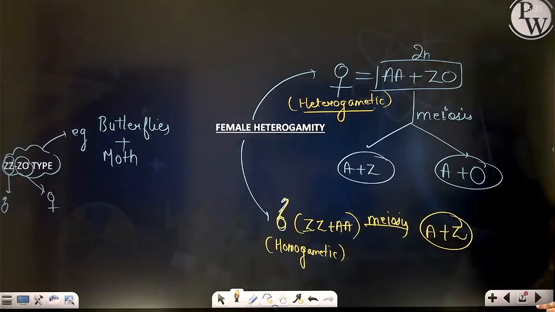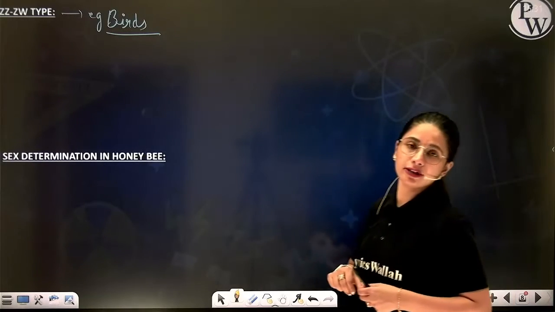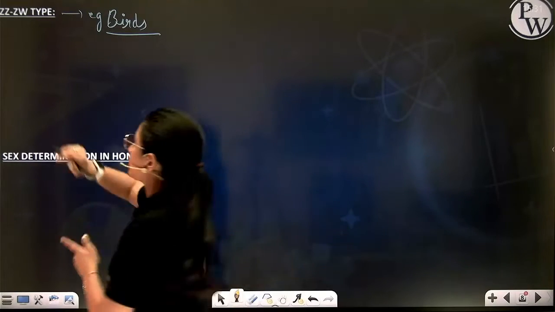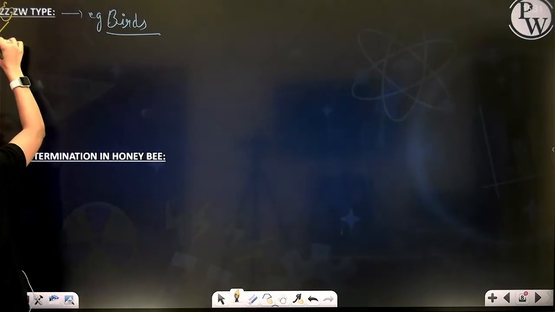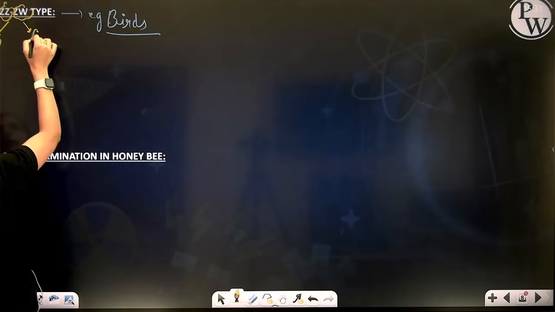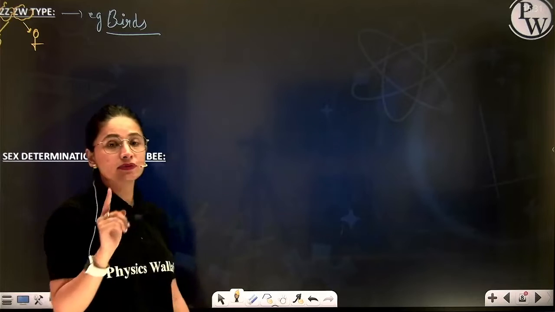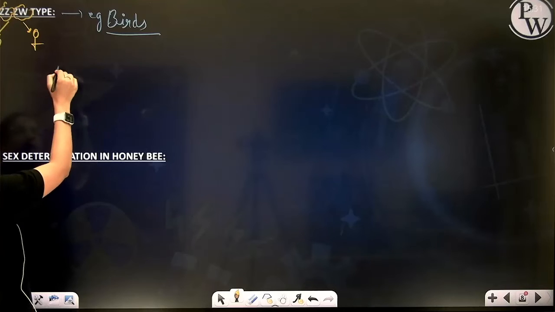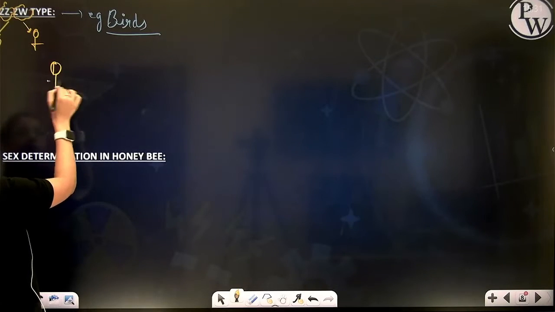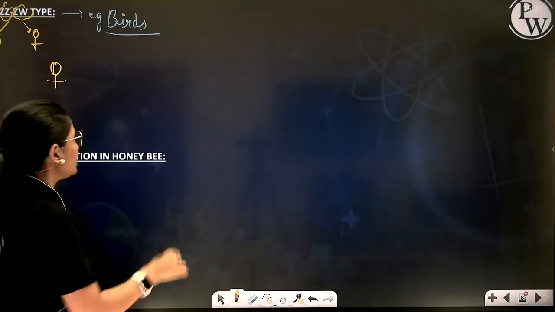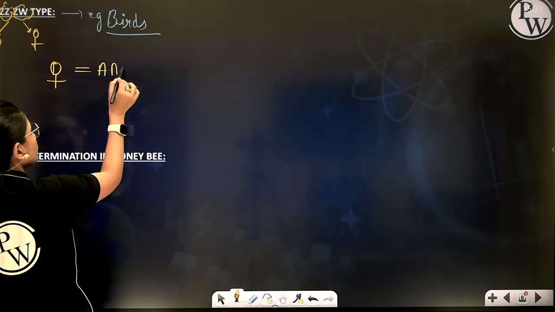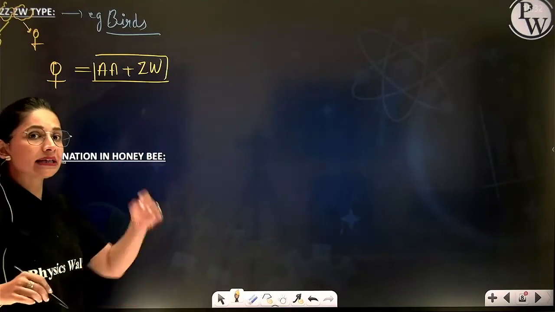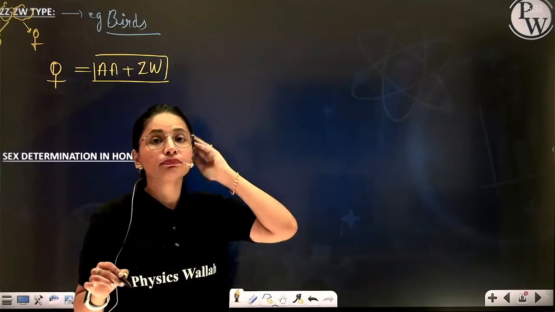If yes, then let's proceed with the second type of female heterogamety, seen in birds, that is the ZW type. ZZ represents males and ZW represents females. So one is for male, another is for female. Let's see what happens. The female bird, that is the hen, is going to have a pair of autosomes. Along with this, it will have a pair of sex chromosomes represented as Z and W.